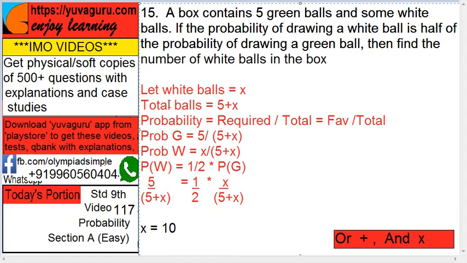So total balls how much? x plus 5 green balls. So 5 plus x is total balls. Now what do you mean by probability? Required upon total. Favorable outcomes upon total outcomes. Now what is given?